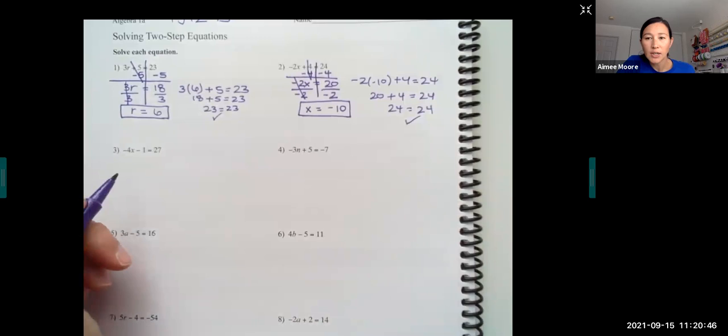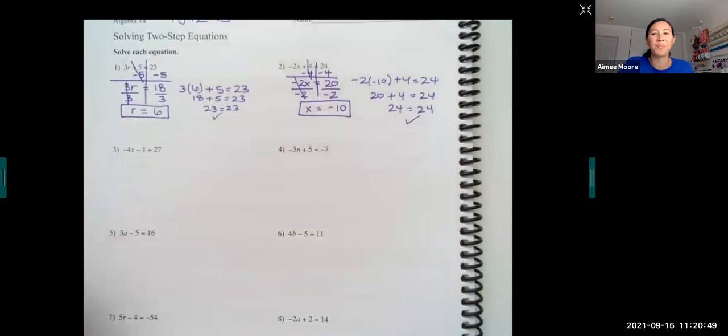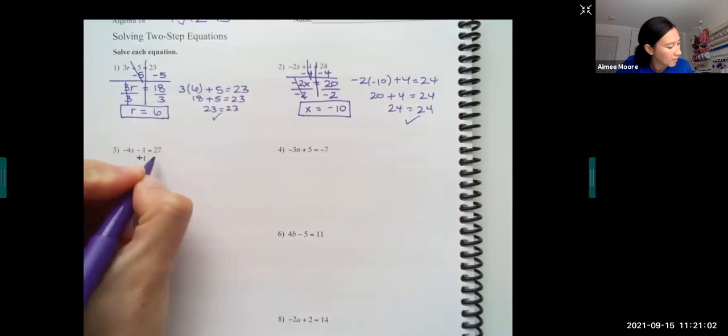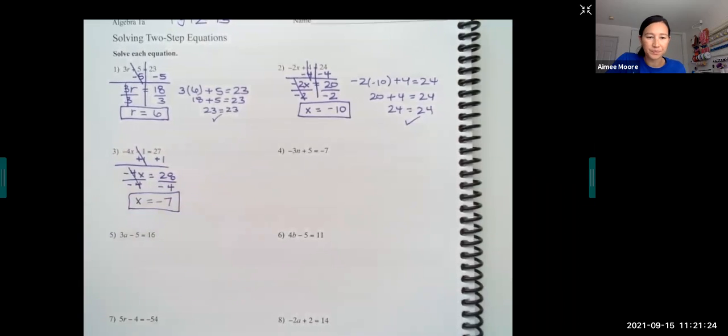Okay, let's start with number 3. Wyatt, can you tell us what you did first? Okay, so what I did is I reversed -1 to +1, so it was 27 plus 1. I got 28 from that. So then I undid -4. So I divided -4 by itself. Then I did the same thing to 28. And I got x equals -7. Very good. Excellent job, Wyatt. Thank you.